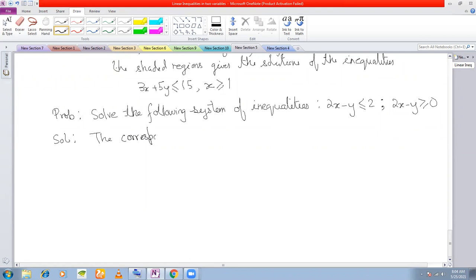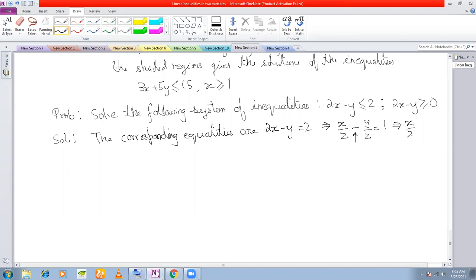The corresponding equalities are, first one, 2x minus y equal to 2. Okay, we shall write this in that form. Divide both sides by 2. You get x by 2 minus y by 2 equal to 1. So we have made the right hand side 1. What else? This sign here needs to become positive, right?